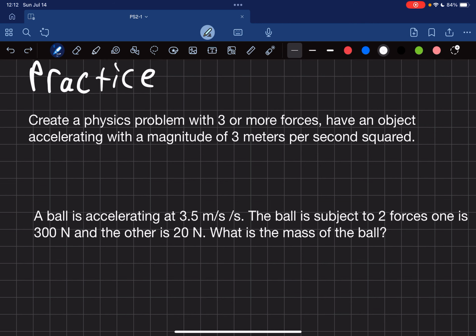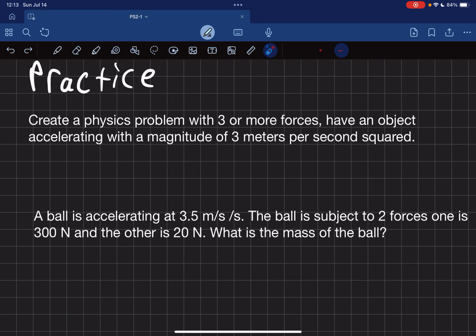All right, I've shown you 3 example problems of increasing difficulty. Now is your time to practice. So first practice problem, you're going to create your own physics problem. It's a really useful skill to be able to create your own test problems. You're going to include 3 or more forces, have an object accelerating, and that object's acceleration should be 3 meters per second squared. You can choose the other forces such that you get that 3 meters per second squared. And none of the forces can be 0.